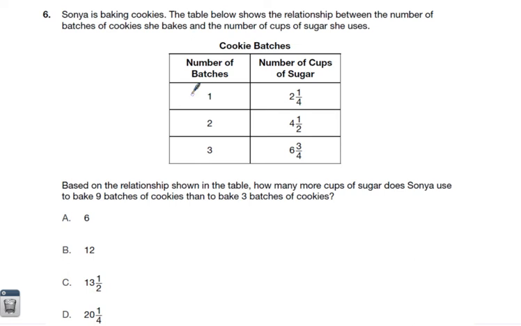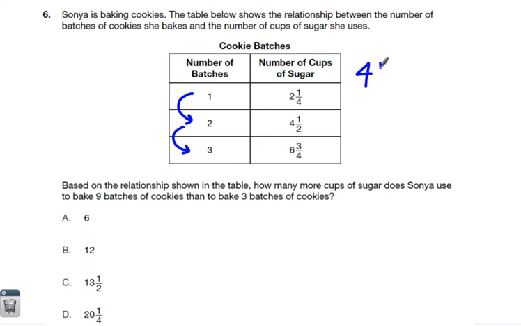And it's actually very nice that these values are only making jumps of 1. It's very easy to figure out the rate or the slope, okay? And essentially, you figure out the rate or the slope is that for every extra batch, we need an extra 2 1/4 cups of sugar.